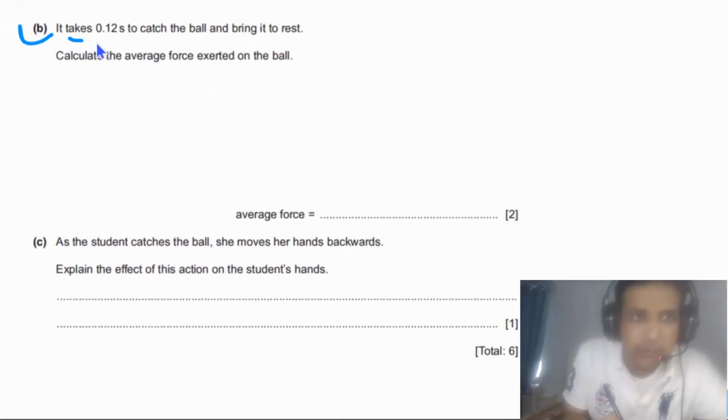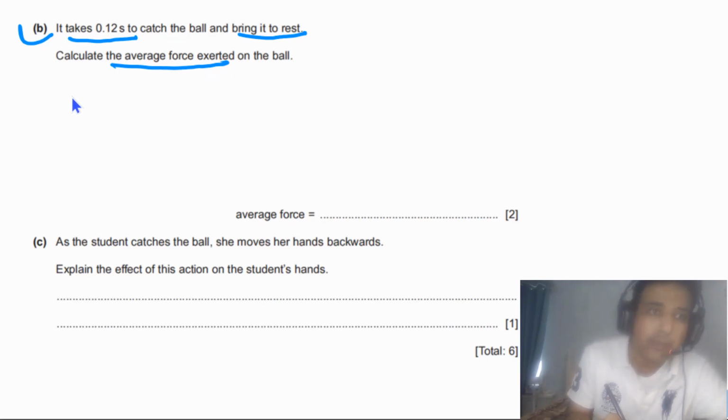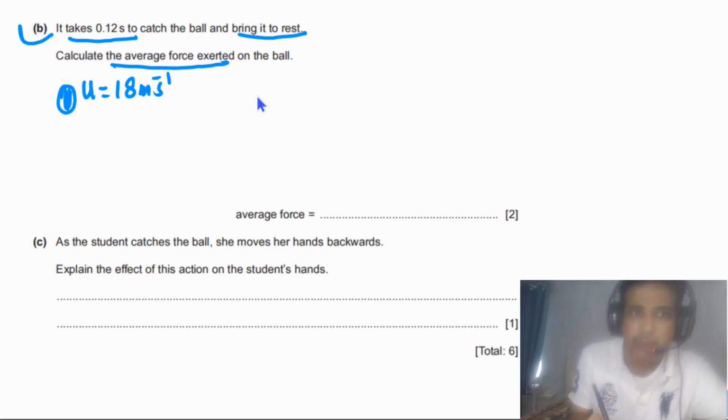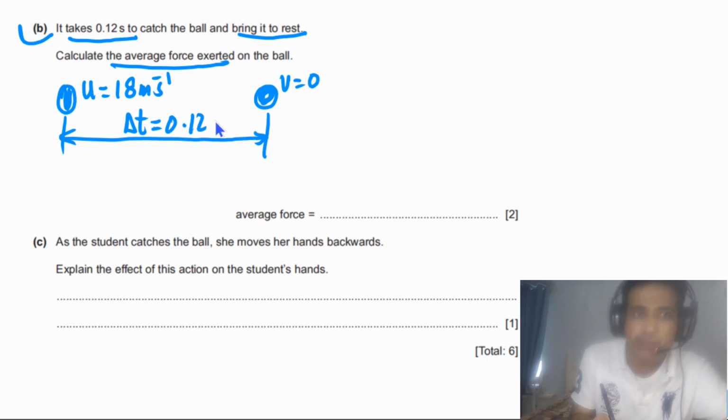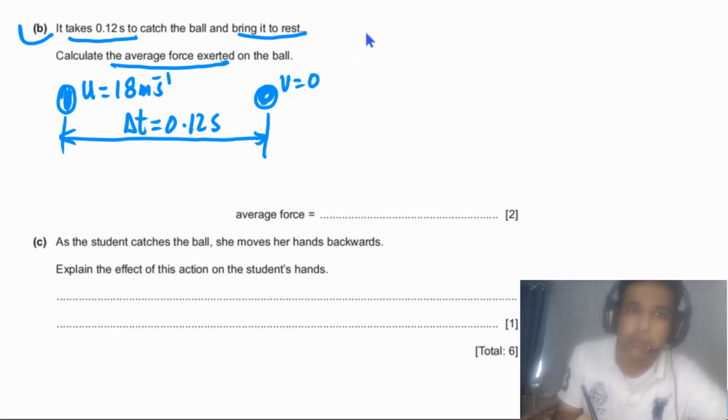Part B says it takes 0.12 seconds to catch the ball and bring it to rest. Calculate the average force exerted on the ball. It is given to us that initially the ball has speed u, that is equal to 18 meters per second, and finally the ball comes to rest, meaning the final velocity is equal to 0, and the time taken between the initial velocity and the final velocity is given to us. The time taken, delta t, is equal to 0.12 seconds. We need to calculate the average force exerted on this ball.